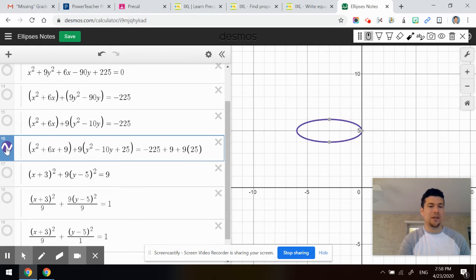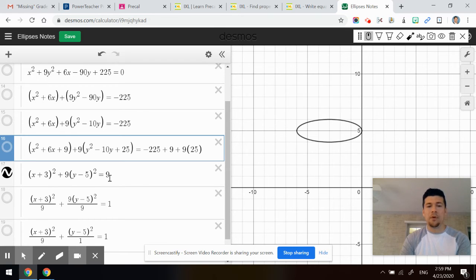I just need to simplify a couple of things now. First thing that you can tell, well, negative 225 and 225, which is 9 times 25, is going to cancel out. So I'm left with 9 on my right side. And just so you can see that that is correct, I got 9 on my right side. I factor 9 times y squared minus 10y plus 25 into y minus 5 quantity squared. And I factor x squared plus 6x plus 9 into x plus 3 quantity squared.